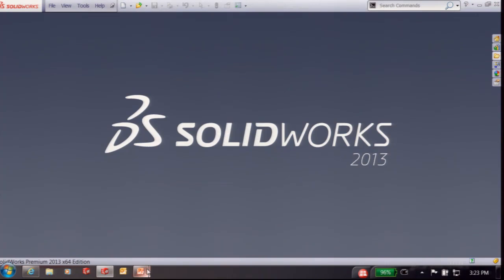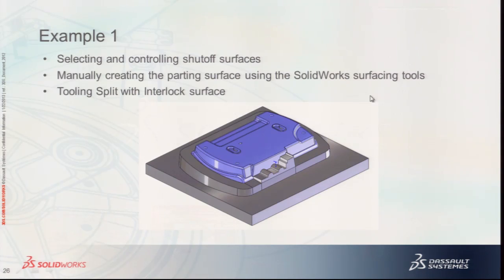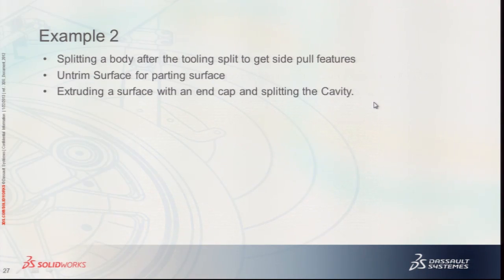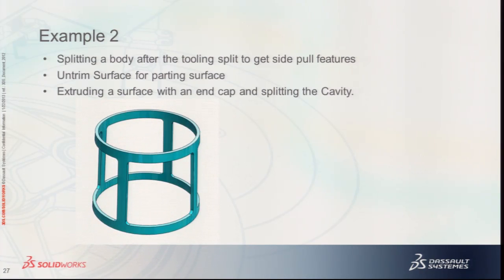Here, I'll show you the next example I have on the list. After you do the tooling split and all the mold tools, you might still need to make further modifications to your geometry in terms of edits and whatnot to get the actual inserts you're going to work with. And so I'm going to do a splitting the body to get separate bodies and use some tools and surfacing and other things to do that split.